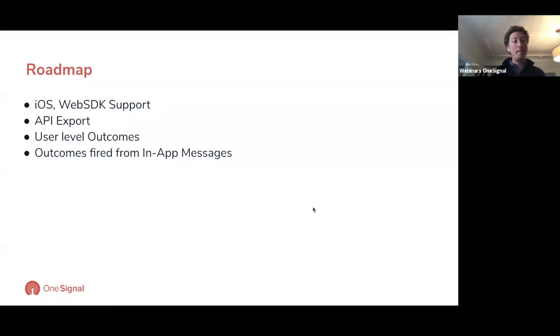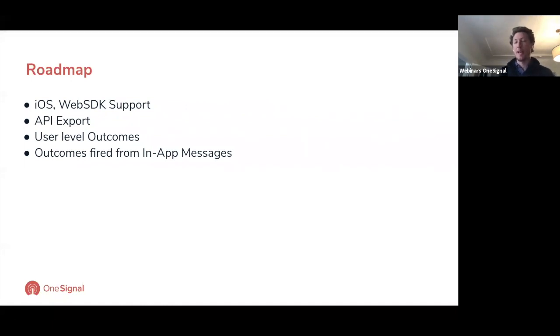Looking forward a little bit, we're building iOS and Web SDK support right now. We expect that to be ready in the next couple of weeks. And then being able to export outcomes via the API, not just via the dashboard, is also a thing that we're working on, along with user level outcomes. So knowing which user triggered which outcome. And finally, being able to fire outcomes from in-app messages.